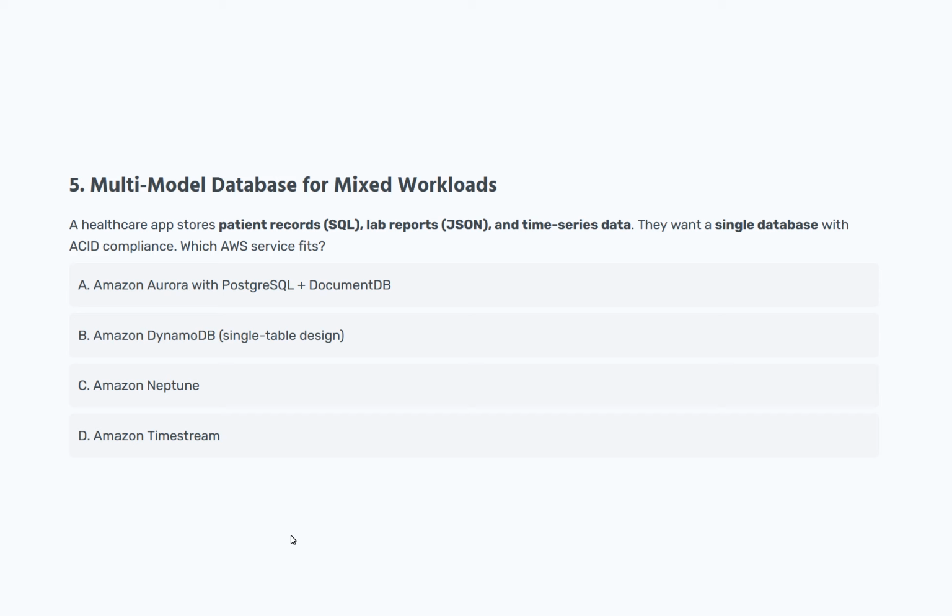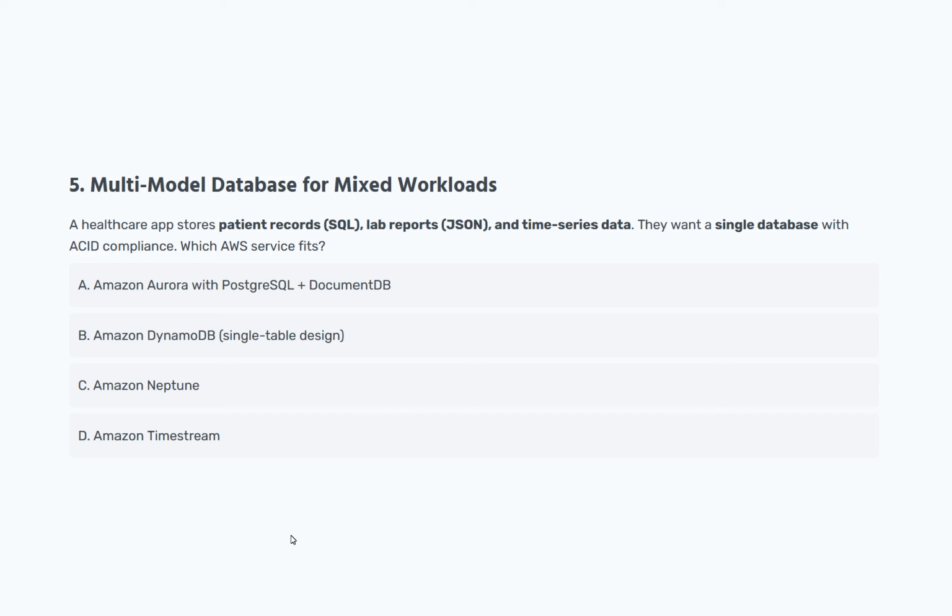Aurora with PostgreSQL plus DocumentDB, DynamoDB single database design, Neptune, Timestream. Okay, so you want SQL. So then this is definitely going to be the first answer: Aurora PostgreSQL plus DocumentDB. You can use DocumentDB for the lab report JSON as well.